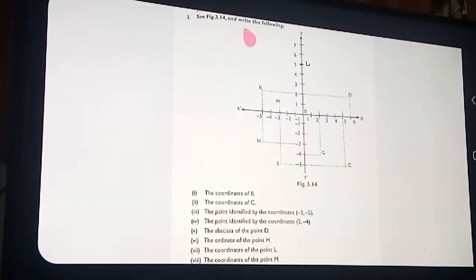Now the second question, exercise 3.2, the second question is this one. This diagram I have taken from the textbook. Okay, all of you see the question properly. Make it clear, the x dash x axis and y dash y axis, both axes known, and the origin 0, 0 known. Some points are marked here. Which points are marked? B, C, H, E, G, D, L and M. This many points are marked here.